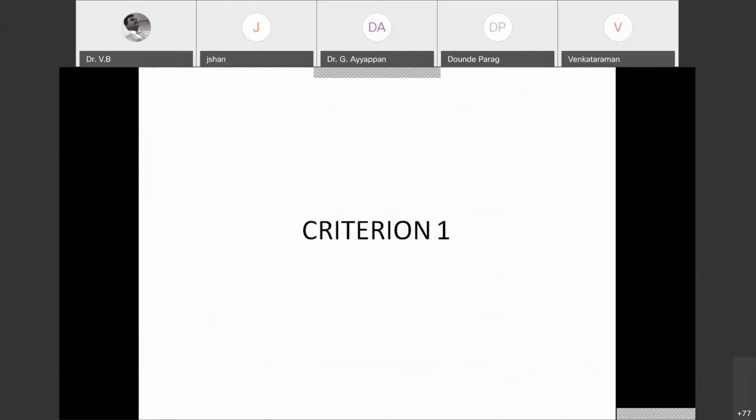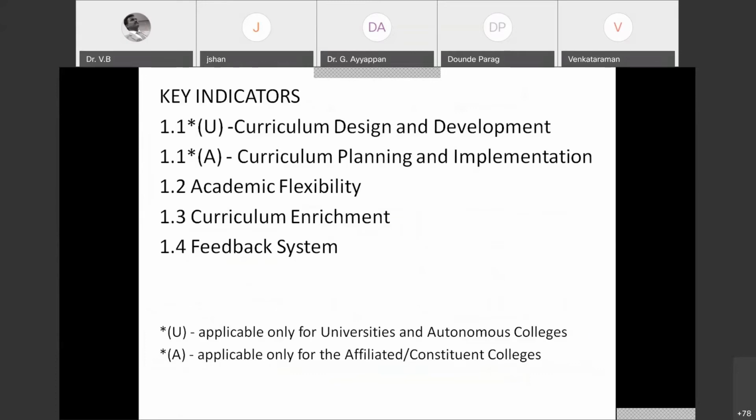So entering into Criterion 1, what are the various key indicators under Criterion 1? And under these key indicators, what are the various qualitative and quantitative questions that are to be answered? So under the main heading, Criterion 1, the subheadings that we have are curriculum design and development, curriculum planning and implementation, academic flexibility, curriculum enrichment, and feedback system.